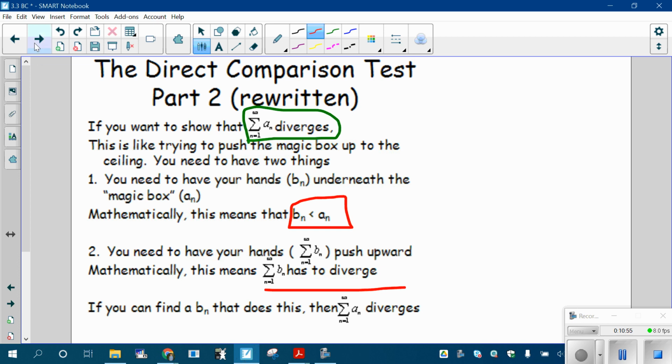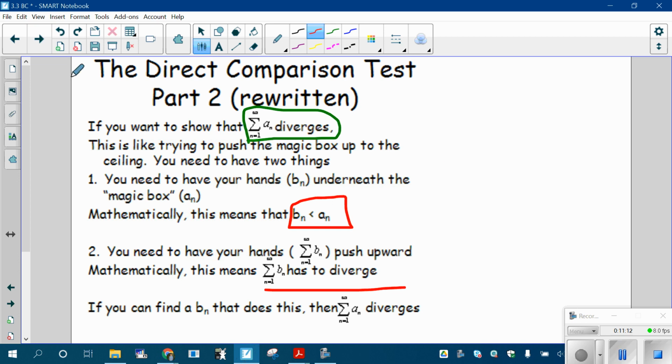If you don't have both of the conditions, it does nothing. It's the same as putting your hands on top and going to the ceiling, or putting your hands underneath and bringing them to the ground. Okay? So you really need to check two things: that you're on the right side and that it's behaving the right way. I hope that helps you understand it.